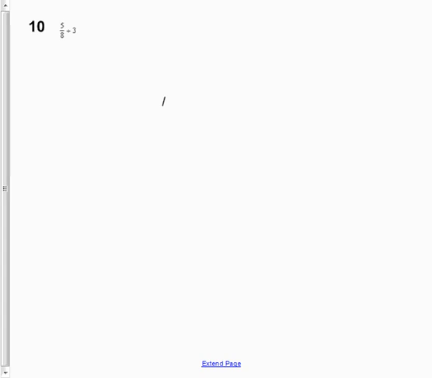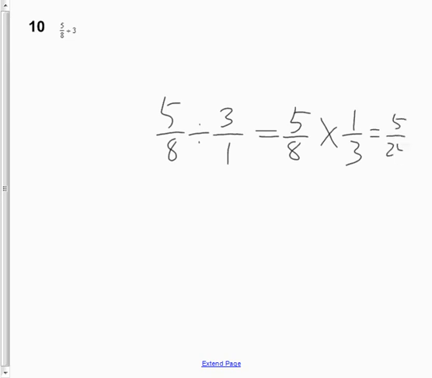Question 10 is division. So 5/8 divided by 3 is the same thing. It's the same answer. It's not the same thing. It's the same value as 5/8 multiplied by the reciprocal of 3. They have the same value. You get 5 out of 24 as your final answer.